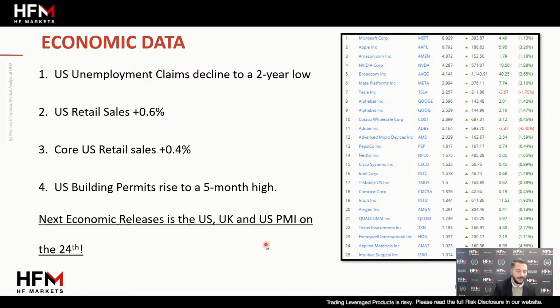So the next major economic data, if we ignore the earnings data which is going to be released next week, and if we ignore today's data, will be the PMI, the Purchasing Managers Index, next Wednesday on the 24th for the US, the UK, and the European Union.